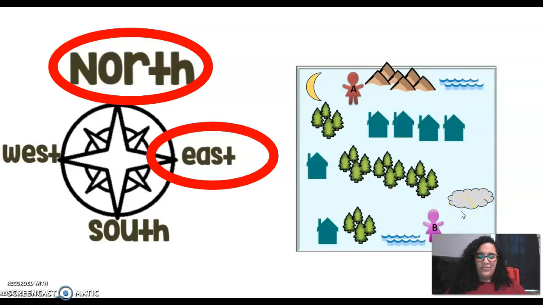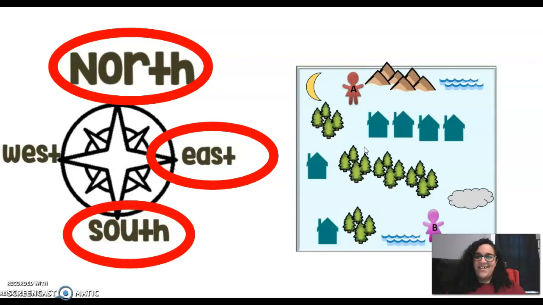You're so awesome. I knew you would get that. Let's try another one. Might be a little more tricky. Where is girl B to girl A? If girl A is up here and girl B is down here, what direction is girl B? She's south. She's south to girl A. That's because she's below her.